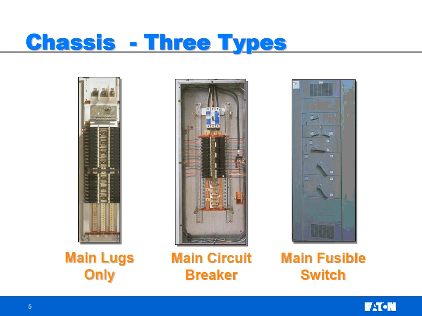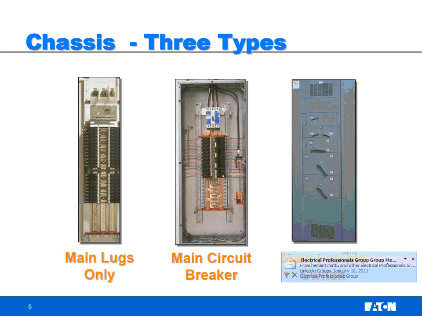Lugs, we've got a better picture coming up, but lugs is nothing but your landing lug, landing cables directly on the bus that the feeder breakers are tapping off of. Main circuit breaker, shown up here, you terminate your incoming cables on this main circuit breaker. This breaker protects everything downstream of it. And a fusible switch is in reality the same thing as a circuit breaker, except it's fusible instead of a circuit breaker.